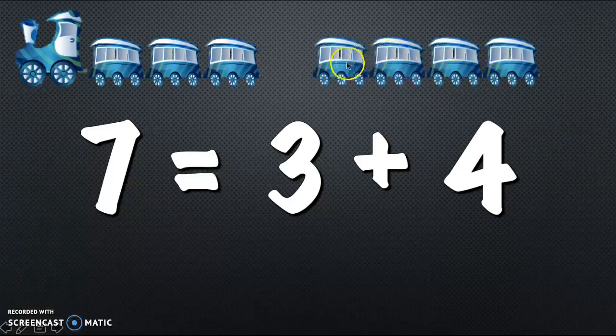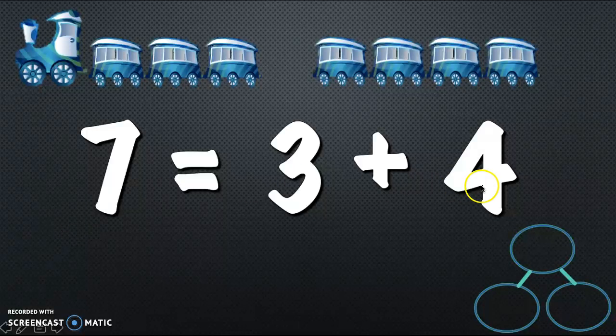Good job, 4. 1, 2, 3, 4. See how I just quickly counted that? So I could say 7 is equal to 3 plus 4, because when I put 3 together with 4, I get my whole amount of my train, which is 7. All right, ready for a super stretch?